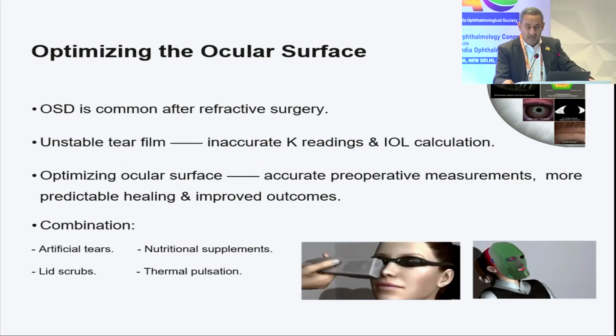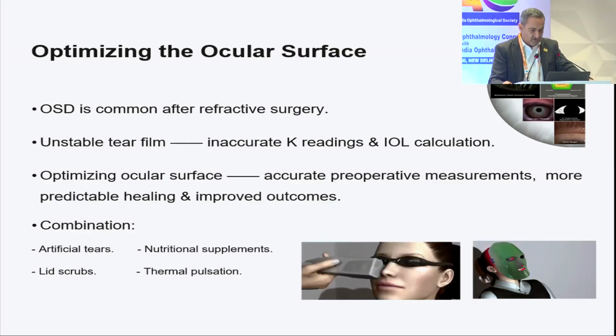Many patients with previous refractive surgery have OSD, or ocular surface dysfunction, and this is very common after corneal refractive surgery. So we have an unstable tear film with inaccurate K readings, and IOL calculation will be inaccurate also. So you have to optimize the ocular surface first. You have to treat the ocular surface dysfunction, and then you can have an accurate measurement of the IOL and of the postoperative refraction, and a smoother recovery and better wound healing properties.